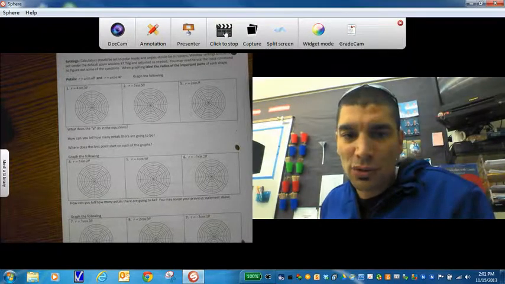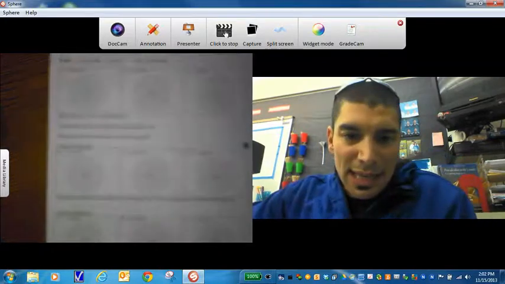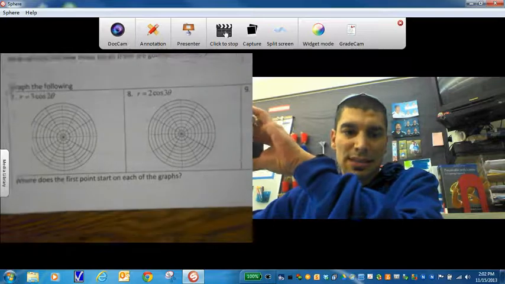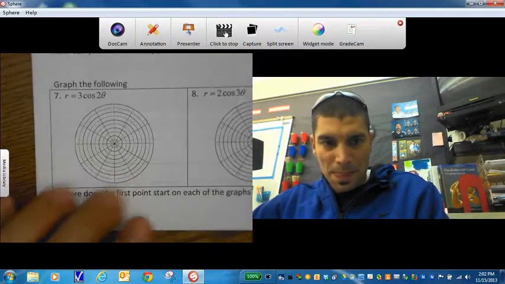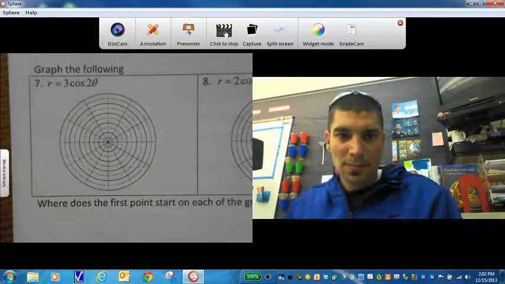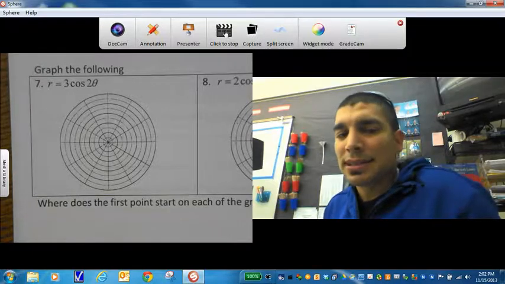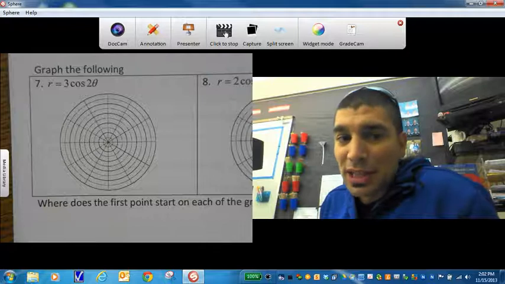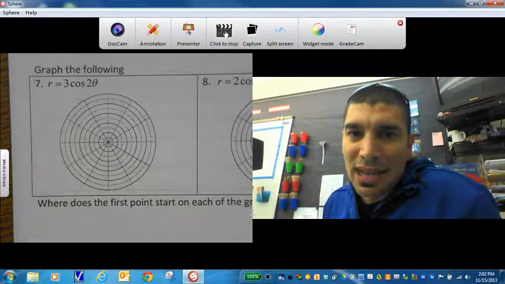So let me give you some guidelines so that you can be successful on this lab. I'm going to give you a hint on how to do these things. For example, let me zoom in on one of these. Let's look at number 7. I chose number 7 because that's what I zoomed in on. I'm going to graph this on my graphing calculator, so get out your graphing calculators if you have not done so already.